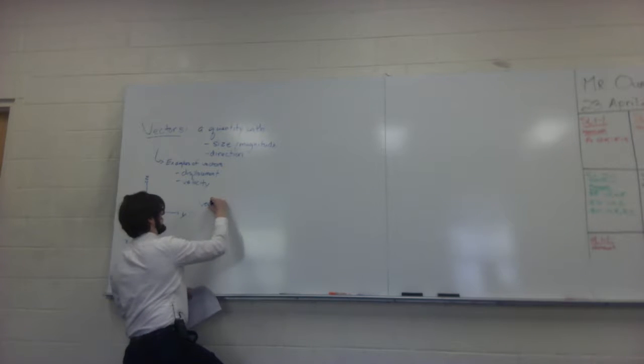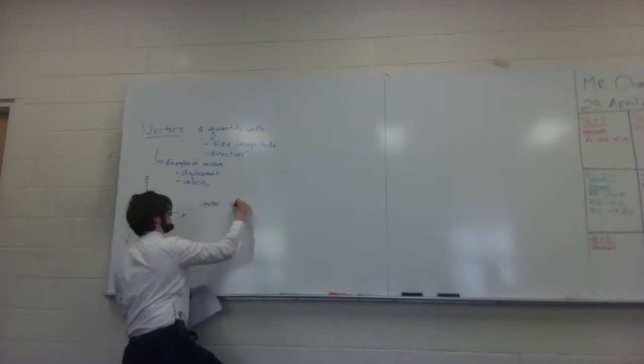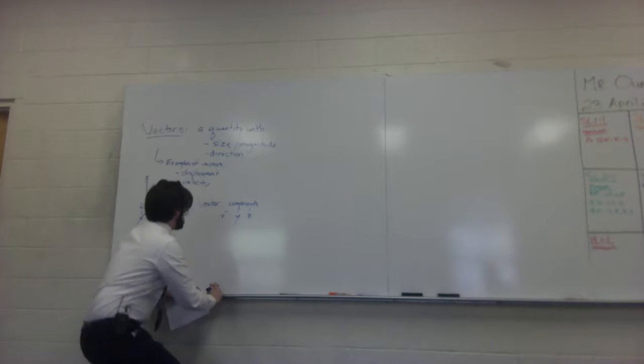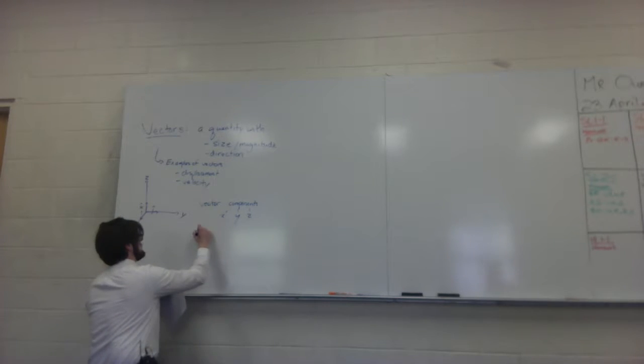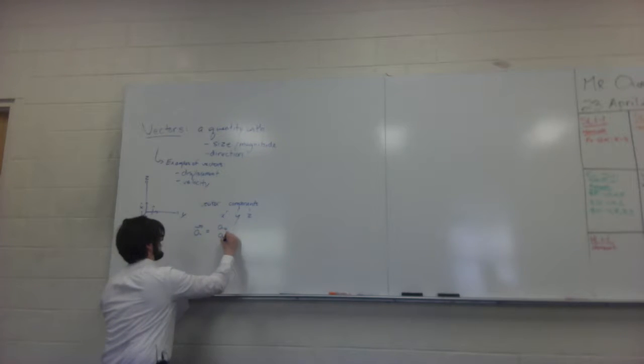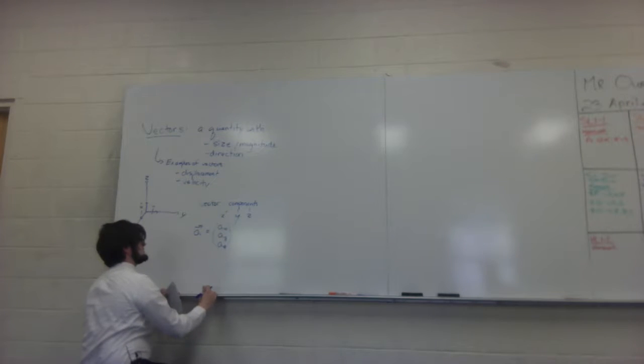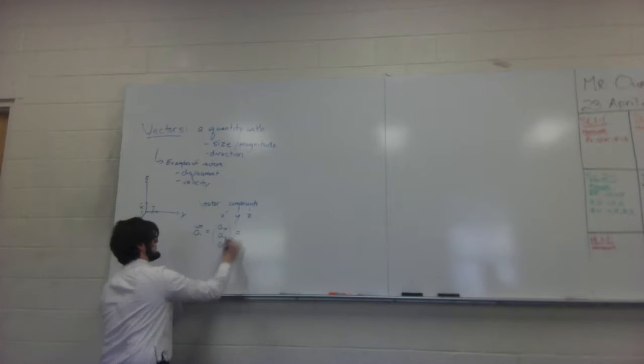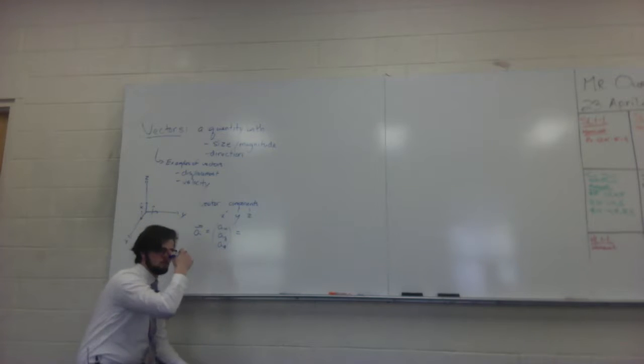So a vector is described with components. We have the x component, the y component, and the z component. In column vector form, right, just the x component, y component, and z component. If I were to translate that into unit vector form, what would it be?